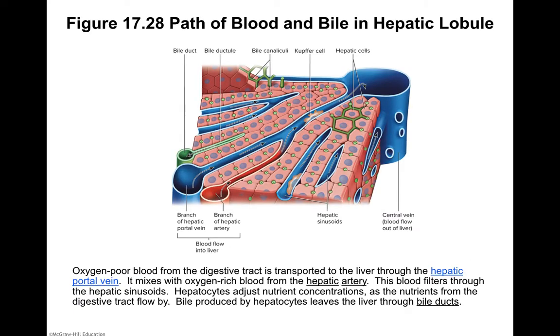Oxygen-poor blood from the digestive tract is going to be transported to the liver through the hepatic portal vein, where it is going to mix with oxygen-rich blood from the hepatic artery. That mixture of blood filters through the hepatic sinusoids, and the hepatocytes are going to adjust nutrient contents as the nutrients from the digestive tract flow by. The bile will be produced by hepatocytes, and that will leave through bile ducts.